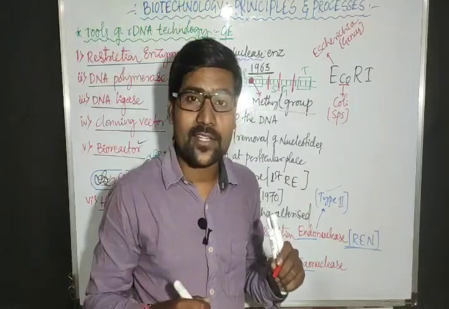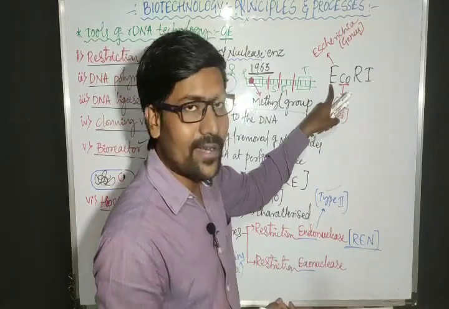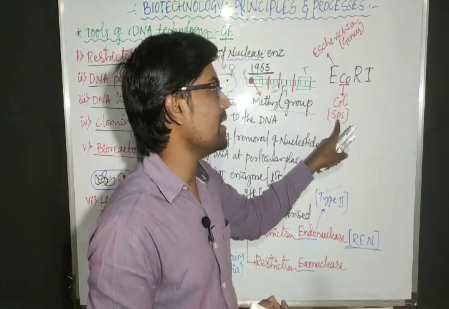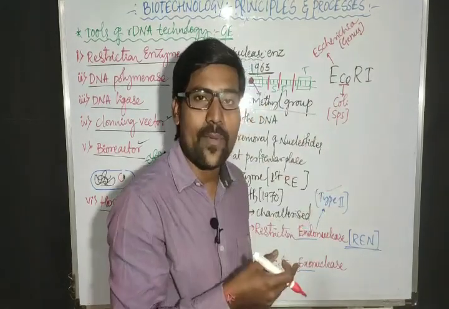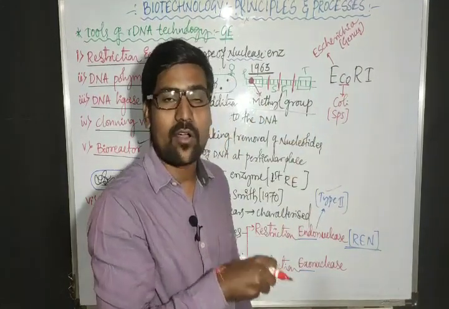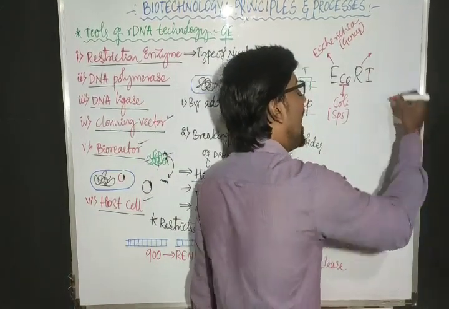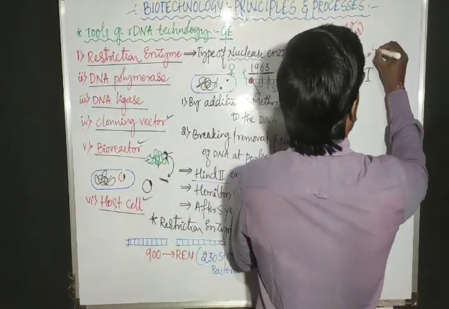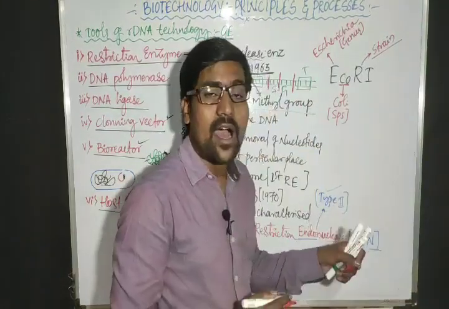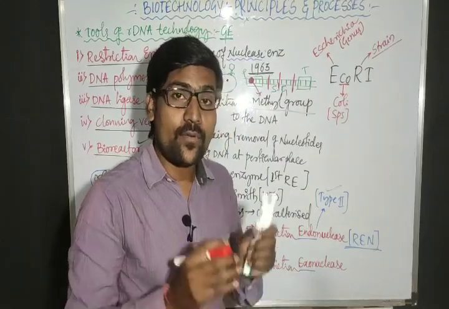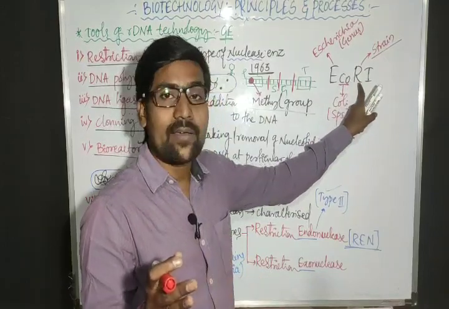The rules of binomial nomenclature we have already observed in the first PU. So first the genus name, the E letter indicates the genus, and the CO letters indicate the species name. So Escherichia coli is the total name of the bacteria. From that bacteria we have got this enzyme. And the next letter, R, means this is a strain. R strain, S strain: as we observed in Streptococcus pneumoniae, in the same way E. coli also has strains.